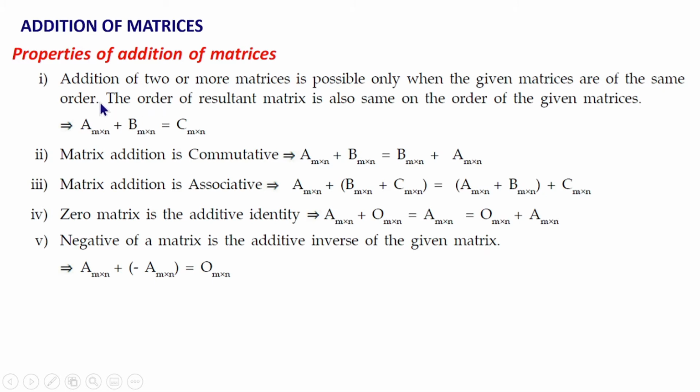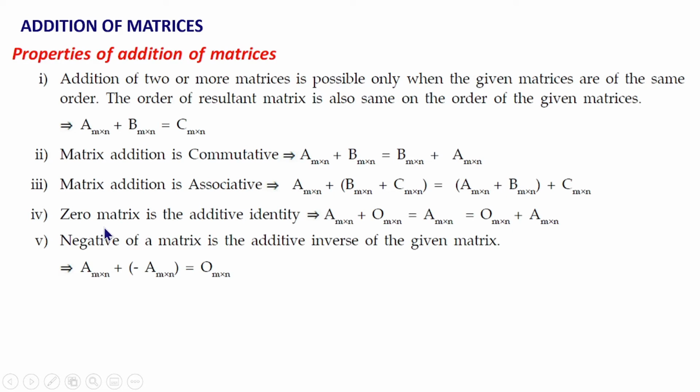These are the properties of addition of matrices. The first one is addition of two or more matrices is possible only when the given matrices are of the same order. So we can add only two matrices which are of the same order, and the resultant matrix is also of the same order. Then matrix addition is commutative, that is matrix A plus matrix B equal to matrix B plus matrix A. Then matrix addition is also associative, that is A plus B plus C is equal to A plus B plus C.